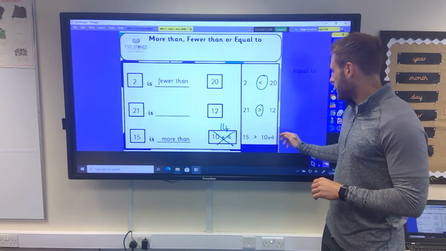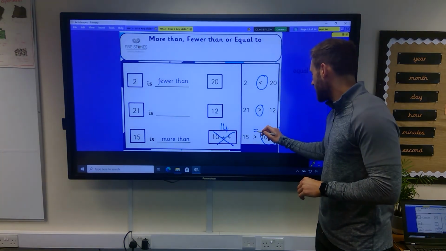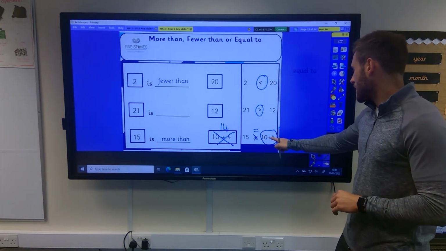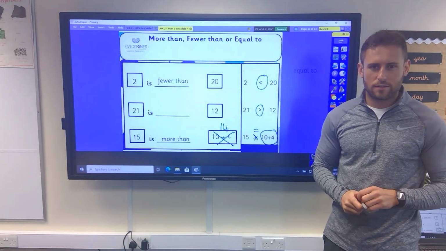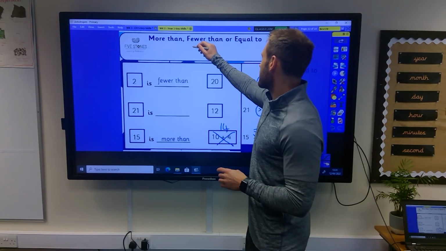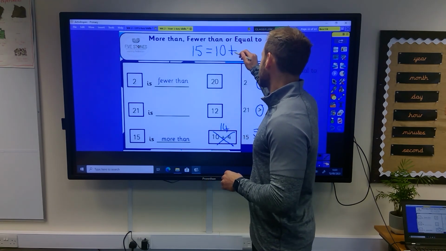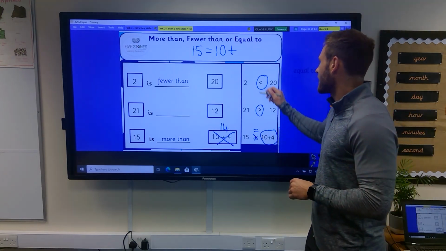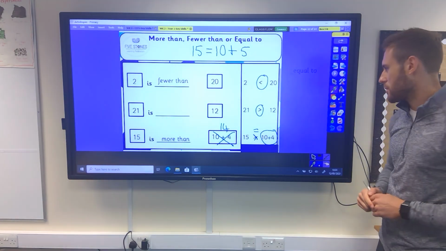I wonder what this might need to look like if I was to use an equal sign. What might I change that to be if I wanted to use an equal sign? See if you can figure that out. So if I wanted 15 to be equal to 10 add something, it would have to be 5 instead of the 4. So well done if you managed to spot that.